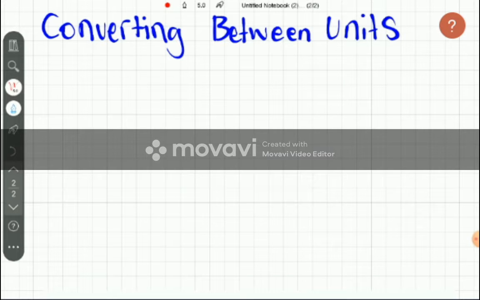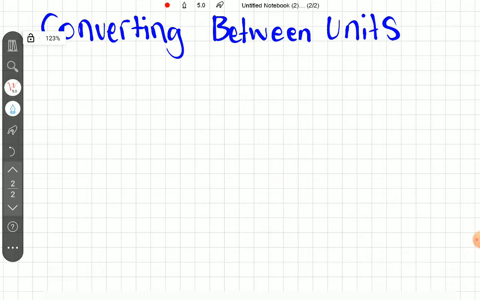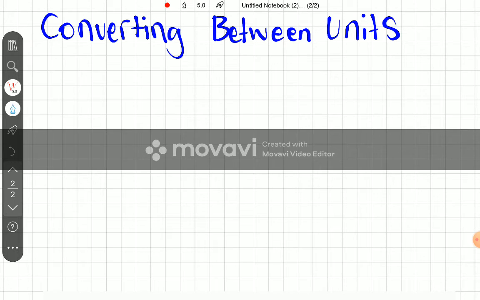Hi, so in this video I'm going to show you how to convert between units, specifically time and also using the metric system. So I'm going to start with time. When talking about time, there's so many different units. You could use days, hours, minutes, seconds, milliseconds, and so on, larger or smaller. In this video I'm going to focus on 3 of them.